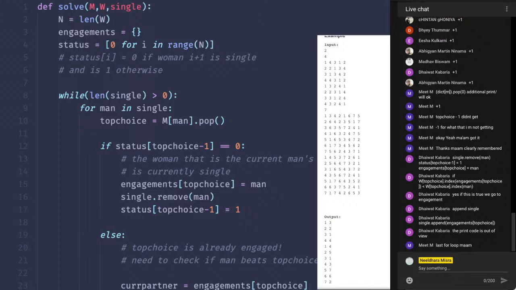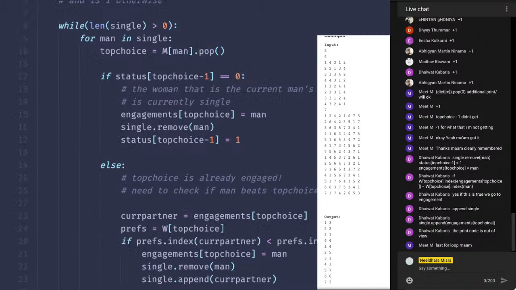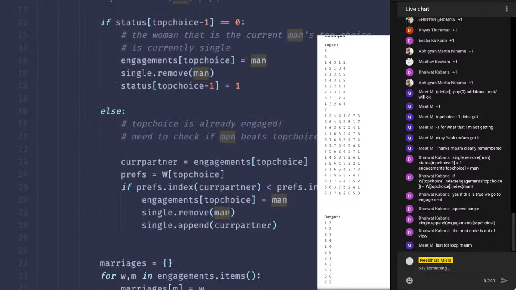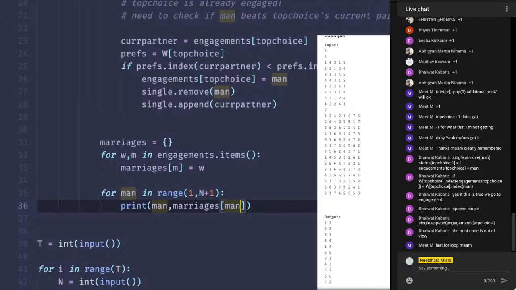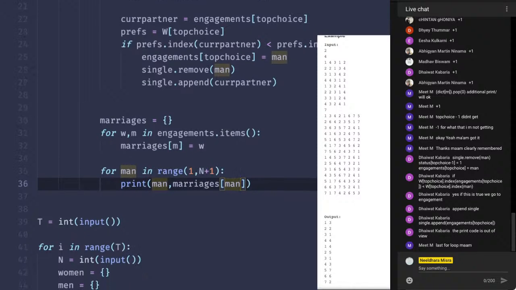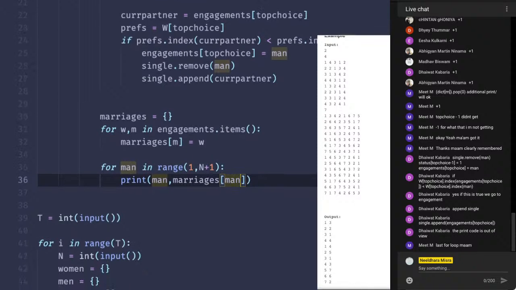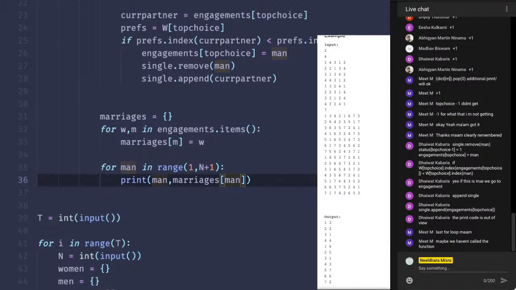Okay, sorry. The print code is out of view. One second. Oh, you probably cannot also see the output. Let me try and fix that.